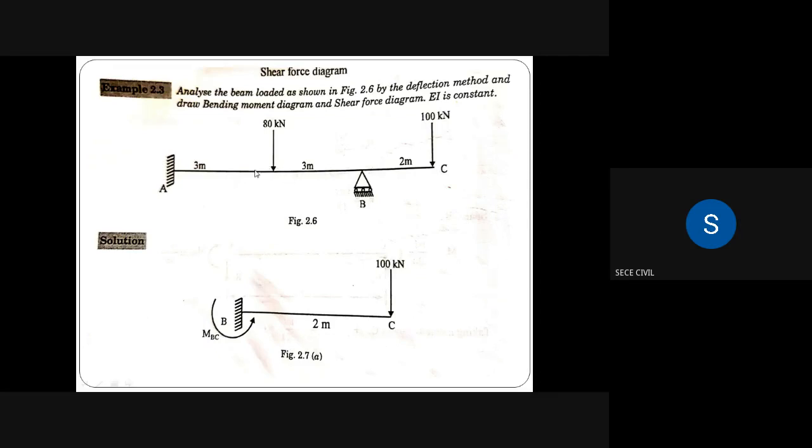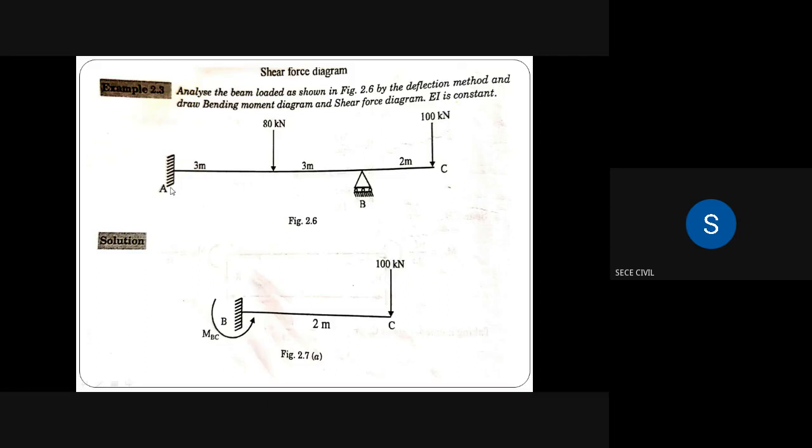Okay, so it is also a type of continuous beam only. Span AB and span BC. So span BC is an overhanging one. In span AB, support A is fixed and support B is a roller support. Okay, we are solving this problem by using the slope deflection method.